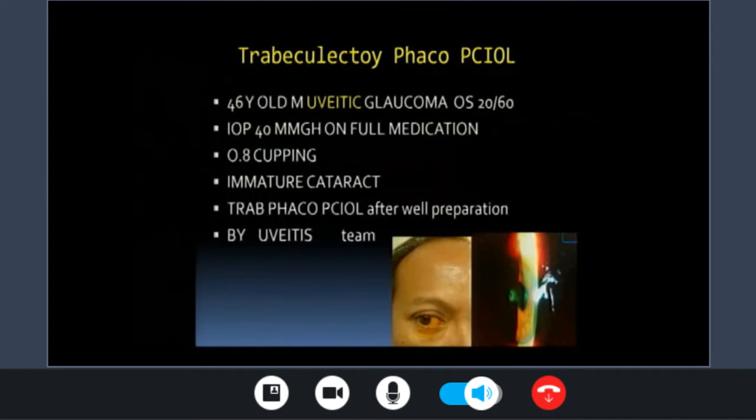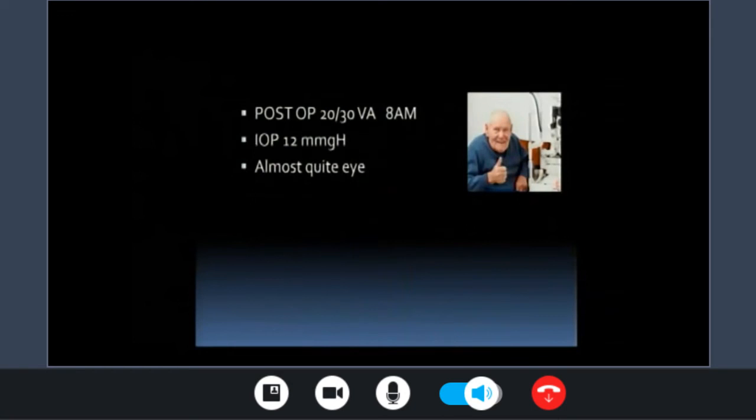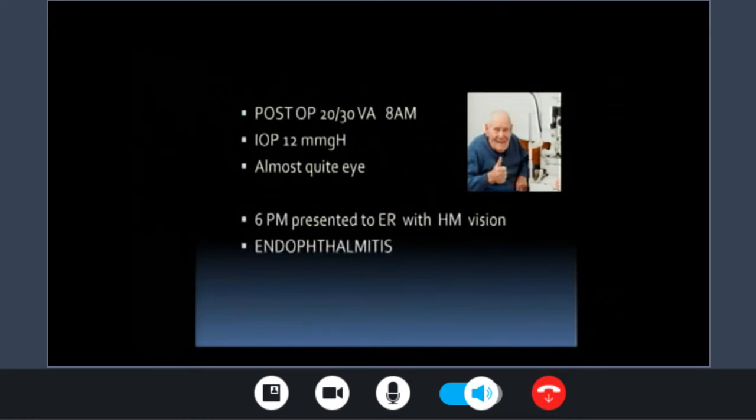This is another patient, a uveitic patient, 46 years old male, with vision 20/60, intraocular pressure was 40 on full medication, advanced damaged disc, immature cataract. So we planned to do trap phaco for this patient after good preparation by the retina team. Post-op, the patient presented at 8 o'clock in the morning with 20/30 vision. The patient was very happy. Intraocular pressure is 12, and the eye almost quiet. So what happened? At 6 o'clock, the patient presented to emergency with hand motion and endophthalmitis.